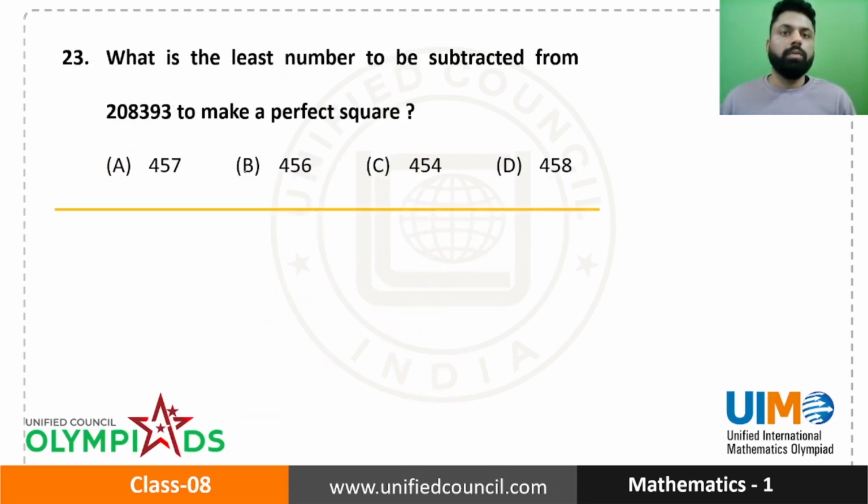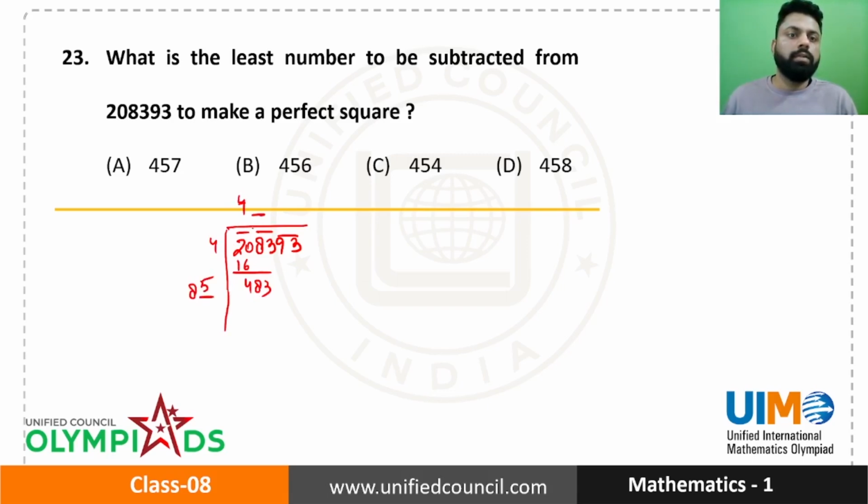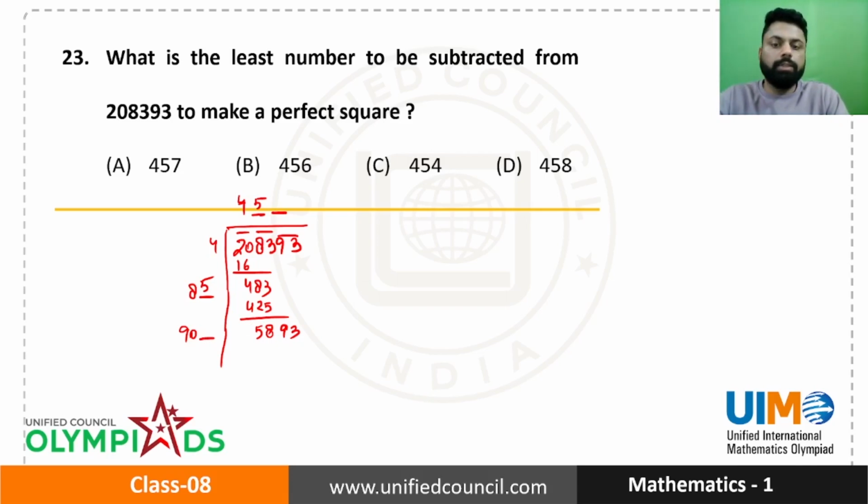C option. What is the least number to be subtracted from this to make it a perfect square? 208, 393. Let's find out the remainder like this. 4, 4, 16, 483, 8. 5, 5, 25, 2, 42. 13 minus 5 is 8. 7 minus 2 is 5. 93, 90. Then after that, 906 into 6.